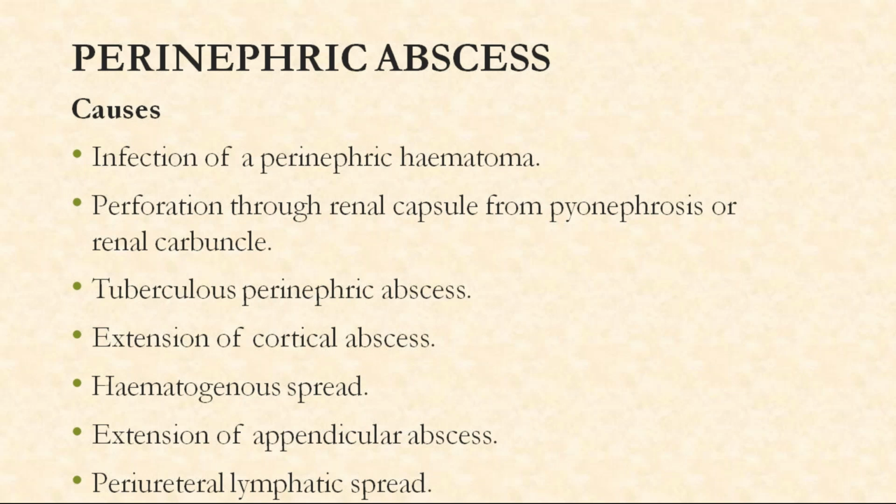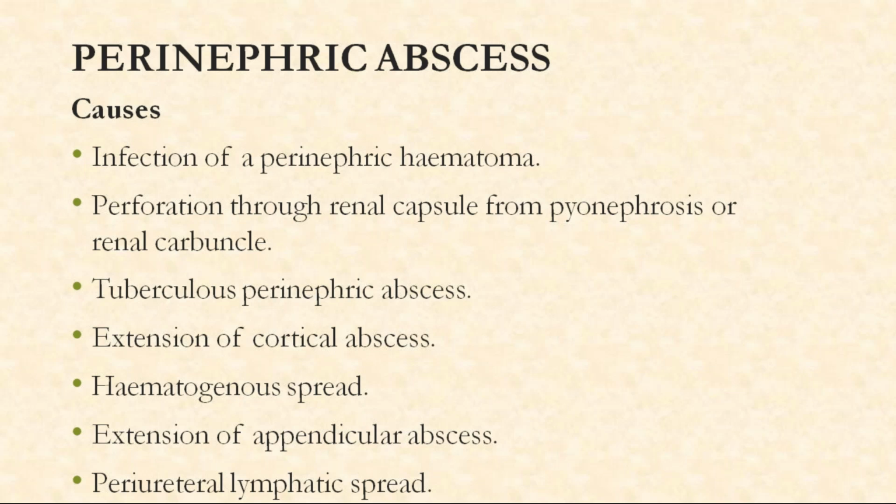Next, as I already told you, a perforation of the renal capsule from a pyonephrosis or a renal carbuncle also leads to a perinephric abscess. Next, tuberculosis: suppose a subcapsular hematoma is there, and tuberculous infection takes place, it may produce a tuberculous perinephric abscess. Next, there is extension of a cortical abscess. Whenever there is an abscess in the cortical region of the kidney, it may extend into the perinephric region and produce the perinephric abscess.